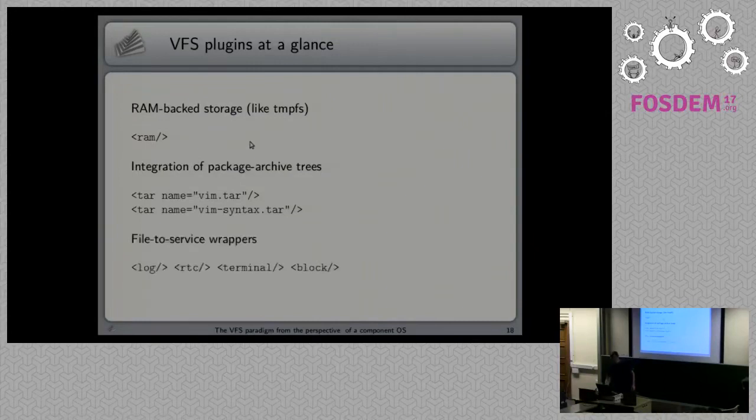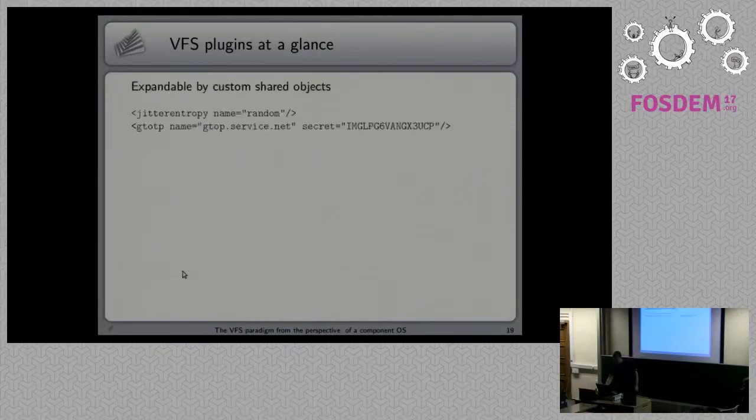I also talked about the Tor node. And then we also have these mentioned file-to-service wrappers that provide Genode services directly in one file. So we can enable libc applications to get the real time, or use terminals for maybe standard in, standard out, and also access block devices directly.